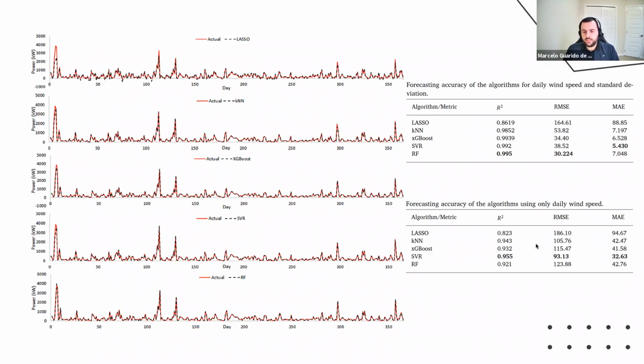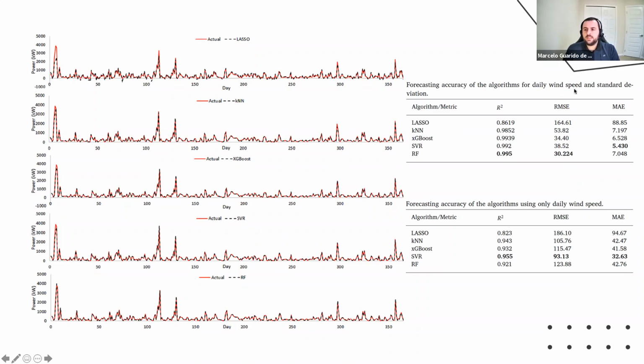Initially, they did the forecasting only using the daily wind speed. Their data set had measurements of the wind speed every 25 minutes. To convert to a daily wind speed, they took the average of the wind speed for each day. Using only this information, the average of the daily wind speed, they got those metrics, showing that the support vector regressor was the best model.